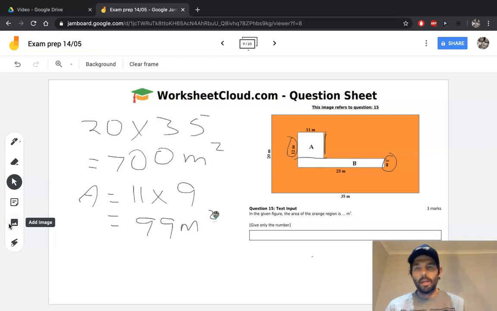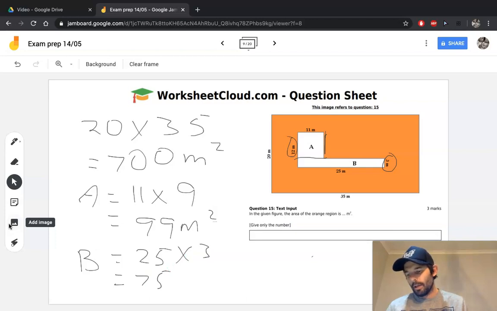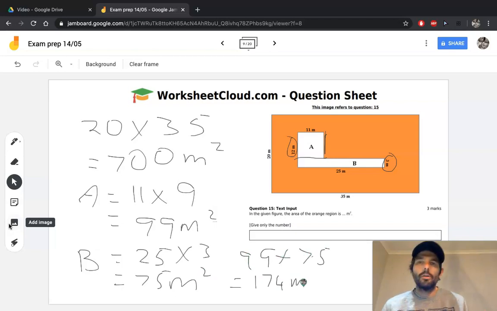And then the area of B at the bottom would have been 25 times 3, which equals 75. And if you added those together, 99 add 75 would have given you 174 meters squared. So exactly the same answer, and then subtract it from 700, and you would have got 526 meters squared. Okay, so that's really a common question when teachers try and ask you areas of compound shapes and rectangles, because it shows a lot of thought and it shows some good understanding if you can get that correct.